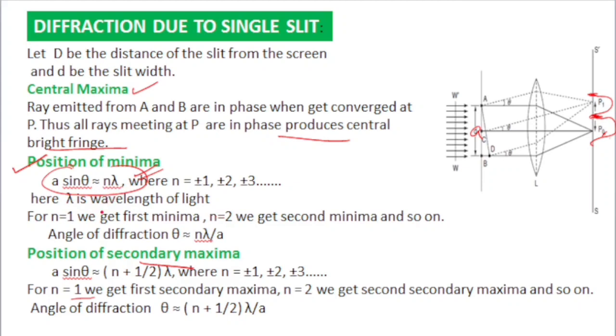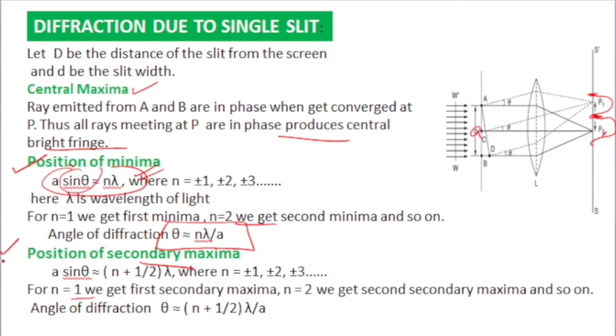When you put n equal to 1, you get the first minima, n equal to 2, you get the second minima, and so on. The angle of diffraction at which minima is produced is given by theta equal to, when theta is very small, sin theta tends to theta, so theta equal to n lambda by a.